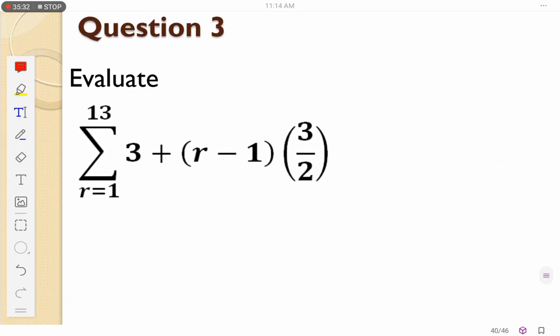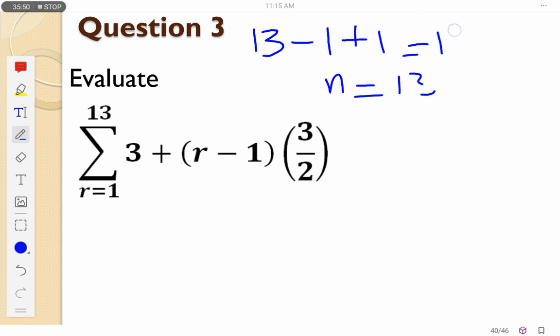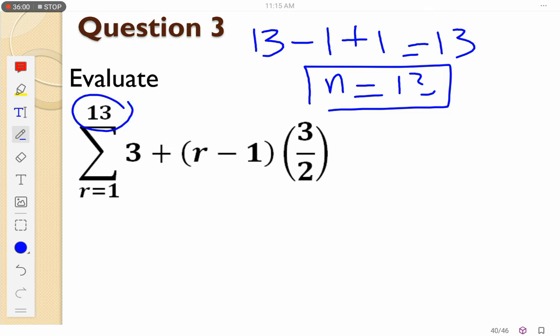Okay, this one now, what we do for this one, we first of all write an expansion and also find the number of terms that we have. Number of terms is 13 minus 1 plus 1. So I've got n terms as 13 there. So that's my n there. Now, there's a difference between number of terms and the nth term. Okay, there is a difference there.